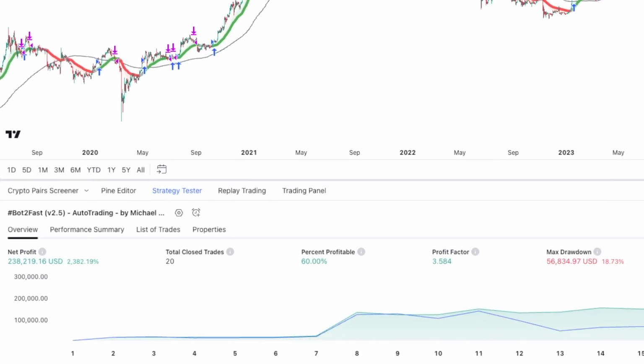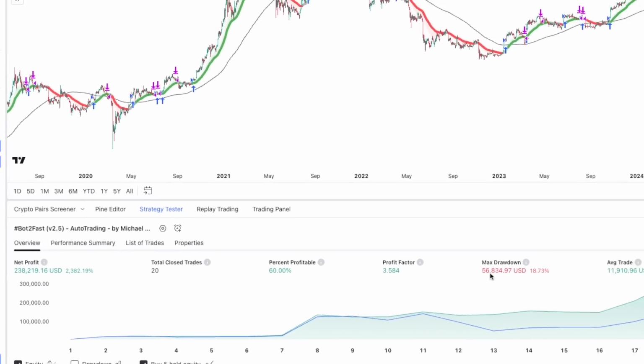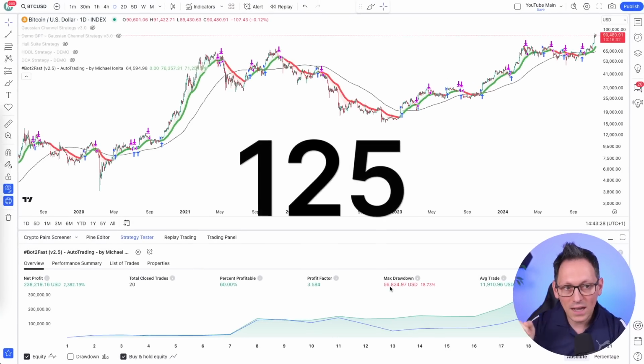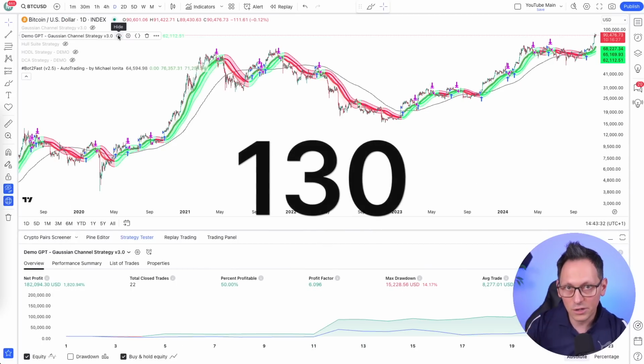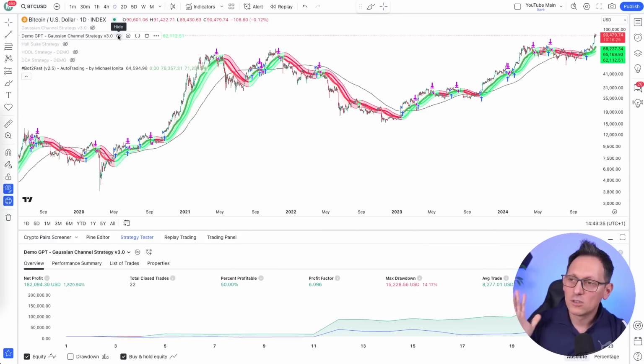And if we do the calculation, you will see that the factor between net profit and max drawdown is actually only 125, whereas the improved Gaussian channel was actually at 130. So that looks a bit better, right? So it looks like the improved Gaussian channel strategy is better than my own strategy. Well, is that the case?